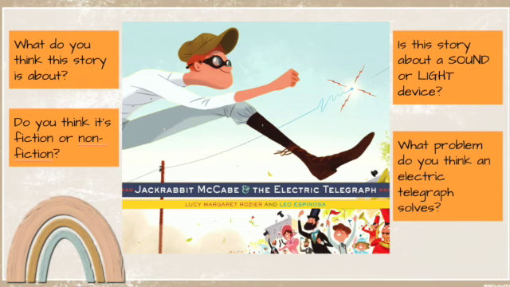All right, my second grade friends, I hope you enjoyed that story as much as Miss Millerick does. Let's go back to these questions I had you think about before we read the story. What do you think this story is about? Well, it's about this main character, JackRabbit McCabe, and he races the electric telegraph. That leads us into our next question. Do you think it's fiction or nonfiction? Well, the book is definitely fiction, right?